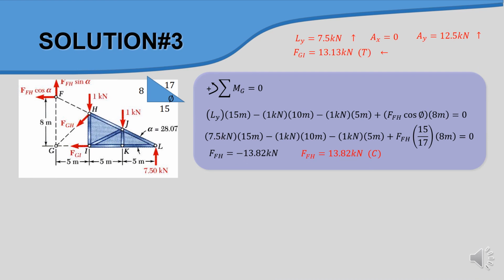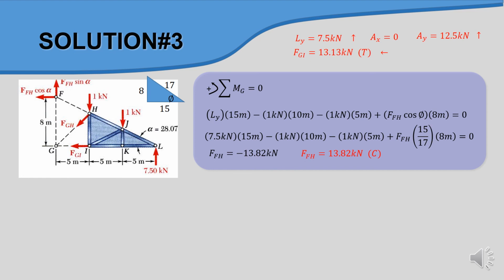Next, get the value of FH. This one is quite challenging because of the value of the triangle. You need to calculate it first. In this case I use the biggest size of triangle, which is 8, 15 and 17. So in this case, by using moment at point G, we will get the value of FH.